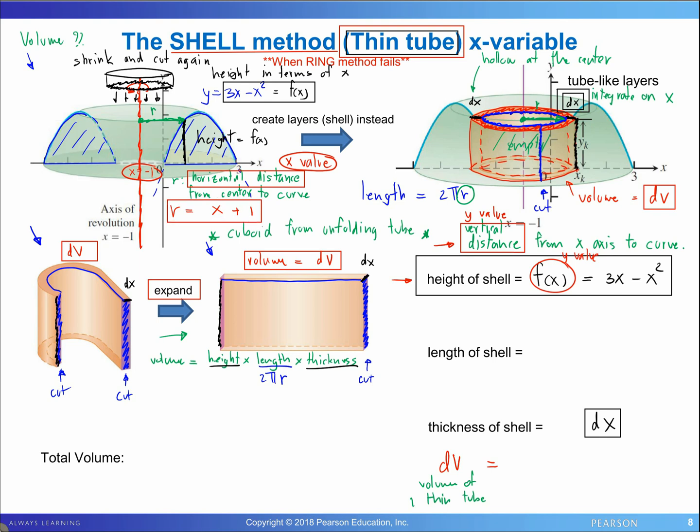So this one is radius in terms of x. And now we know that the length down here is going to be equal to 2 pi r, and r is equal to x plus 1. Now let's use it right here. For the length of the shell, it's going to be equal to 2 pi r, the circumference of the inner surface. And in this case, it's going to be equal to 2 pi times x plus 1.